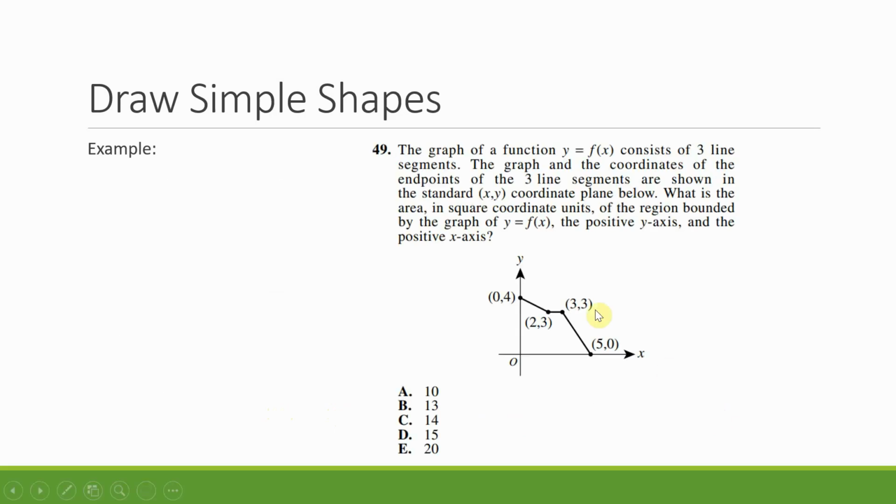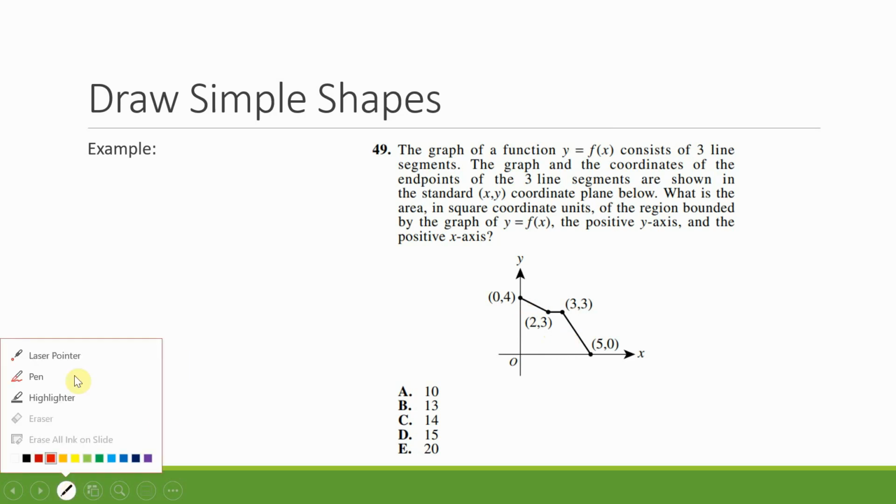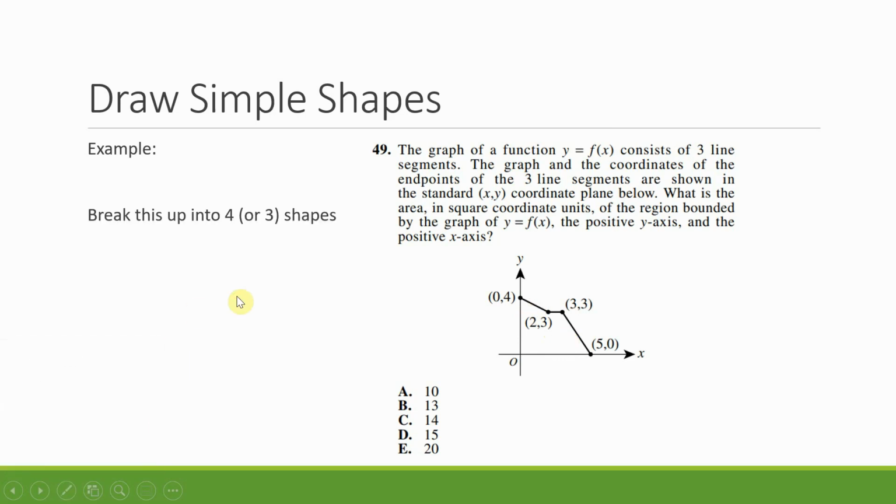But let's start with the simplest example out there. Notice this is later in the test, where they're giving you all this complicated wording, they're giving you a function with a weird shape, and they want to know what's the area in this section here. Well, the good news is I can just do something simple by breaking this up into 4 or 3 shapes depending on what you know. Generally, I would recommend 4.